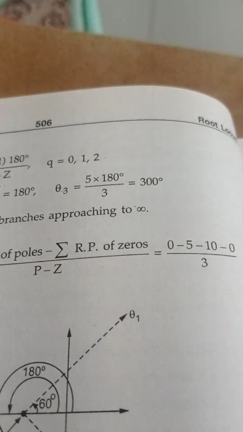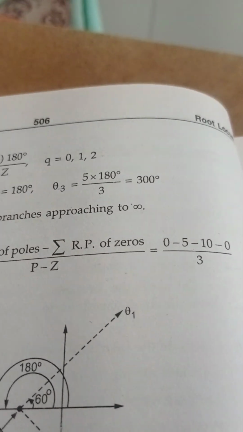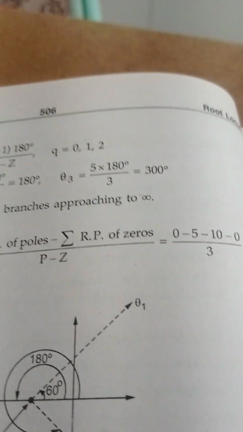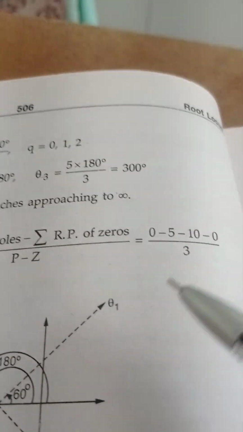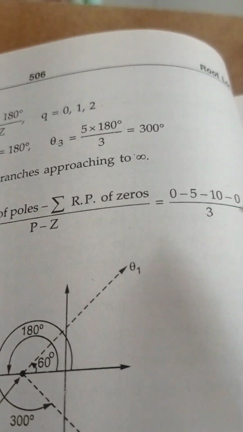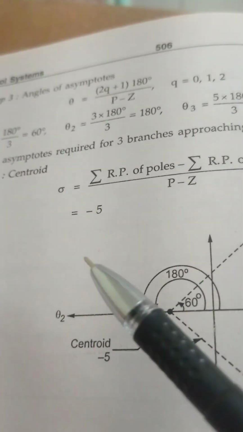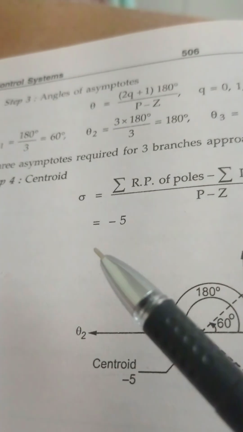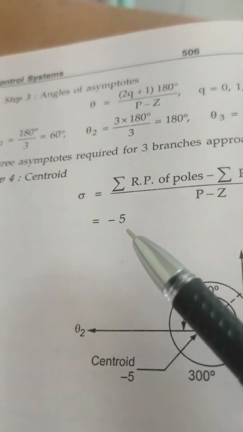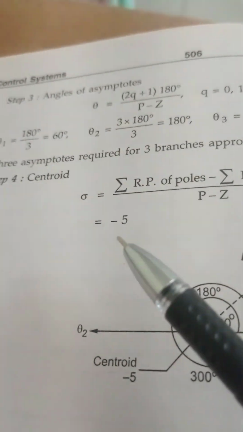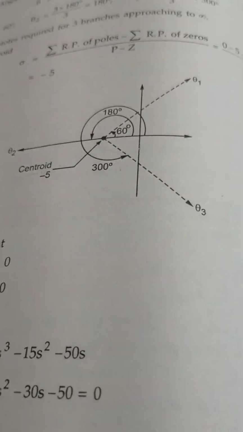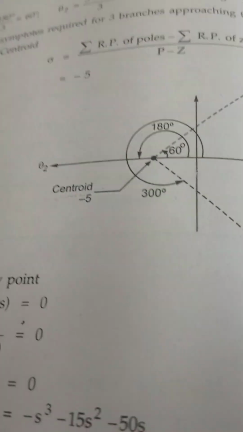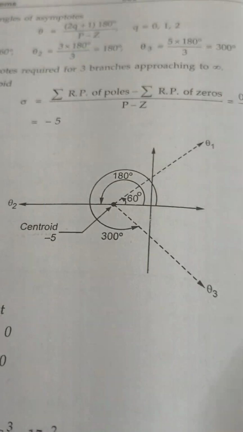One pole is at 0, one is at -10, one is at -5, and therefore p is 3. There are no zeros, therefore -15 by 3. So -15 by 3 gives the value of the centroid as -5. The centroid is very important. From that we can find the diagram for the root locus.